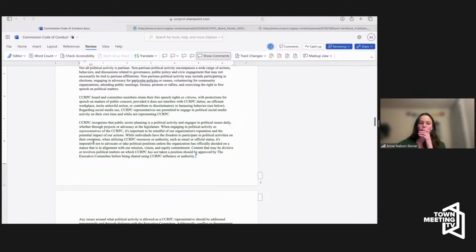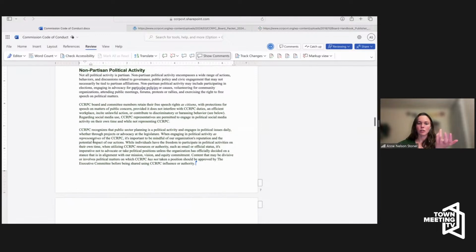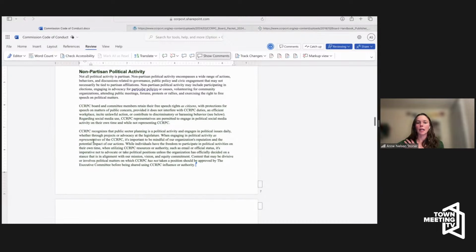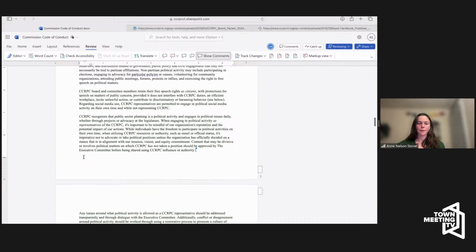So there's some language in here. Feel free to read it over. That's just about using your own judgment and not engaging in political activity as a representative of CCRPC unless it's been sanctioned and approved by the organization. So for example, something that might be in our ECOS plan or a stance that the organization has taken before.